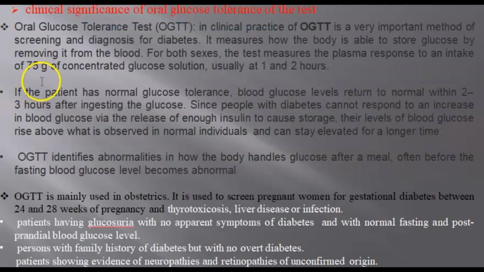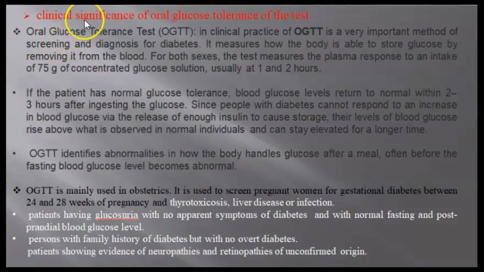We proceed. Clinical significance of oral glucose tolerance. What is the clinical significance? It is a very important method of screening and diagnosis for diabetes. That is the major clinical significance of the oral glucose tolerance test, for screening and diagnosis of diabetes mellitus. And this is how it is done.